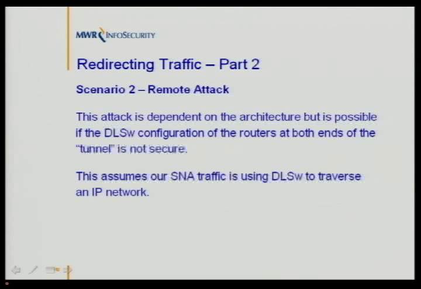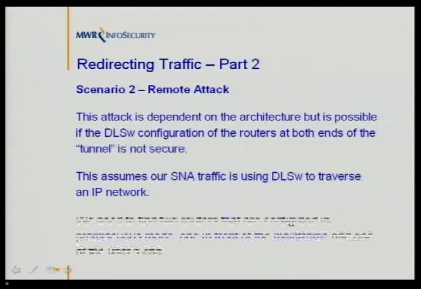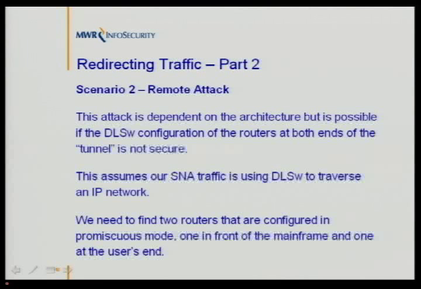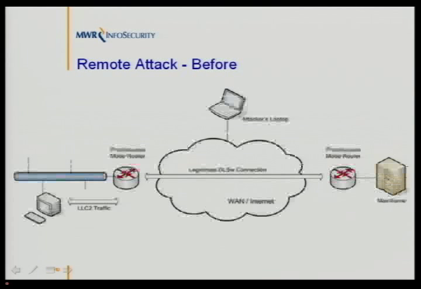So in this attack, we're still assuming that our SNA traffic is actually using DLSW to traverse the IP network. We also need to find two routers that are in promiscuous mode, one in front of the mainframe and one in front of our user. So let's look at how things look beforehand. We can see the user again on their local subnet and a promiscuous mode router at either end of the IP network. We're then connected to that same IP network, whether it be a WAN or across the internet.